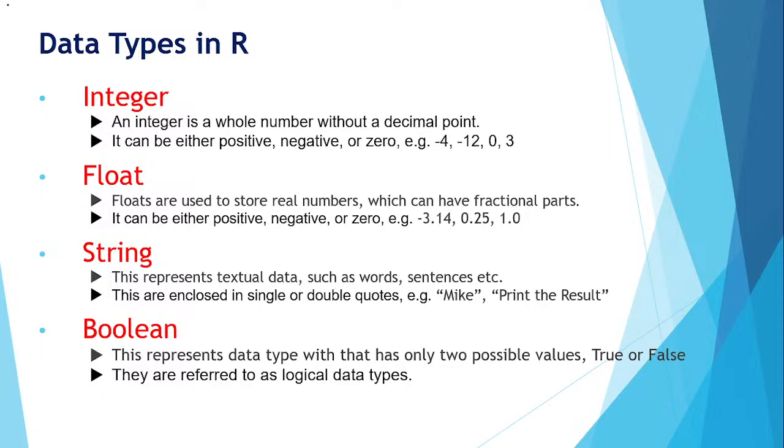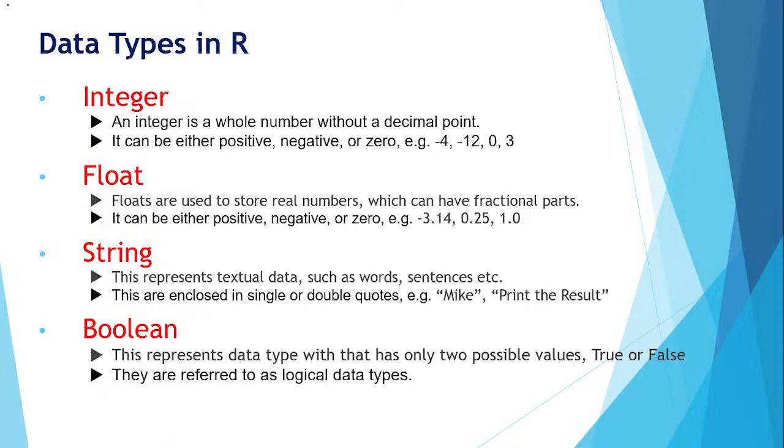So it does not have dots, leading dots or at the first suffix rather. So it can either be a positive number, negative number, or 0, just like we have here. Like -4 is an integer, -12 is an integer, 0 is an integer, 3 is an integer.